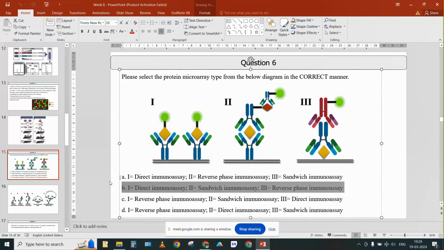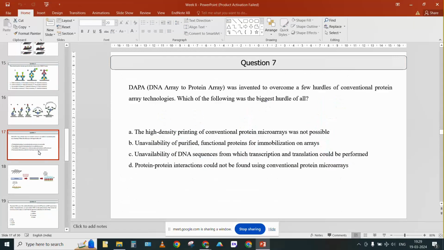Okay, so moving to the next question, that is question 7. DAPA, DNA array to protein array.